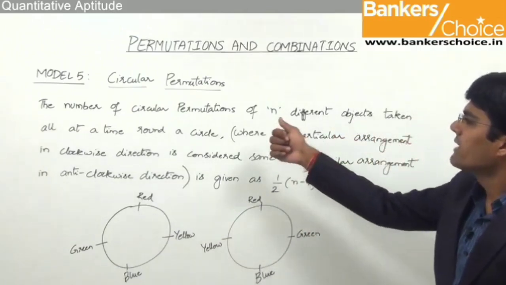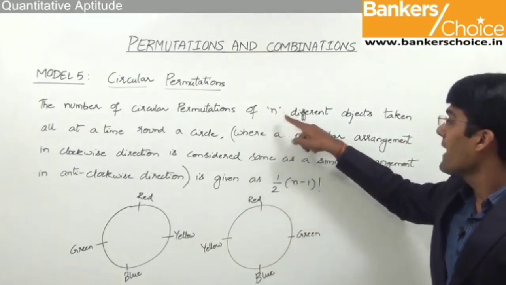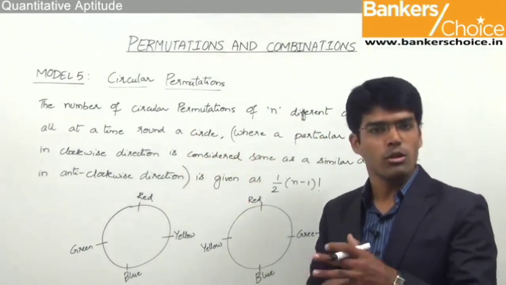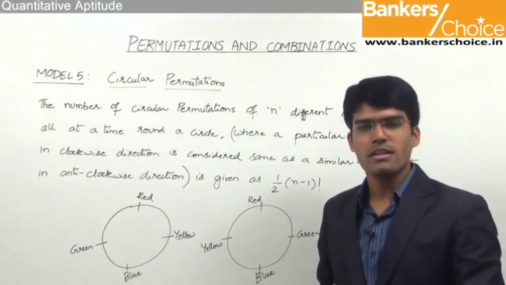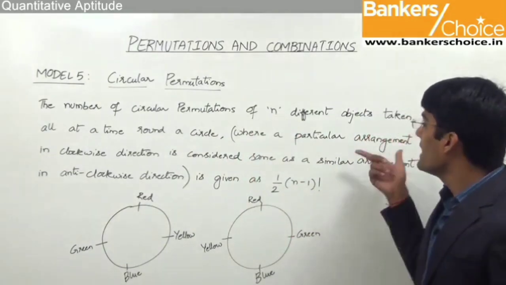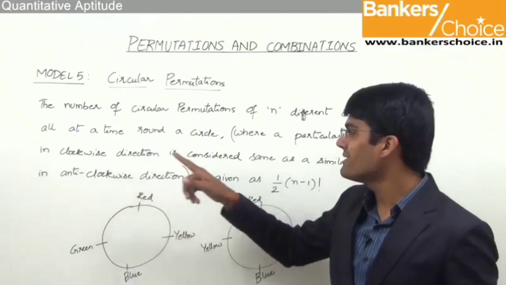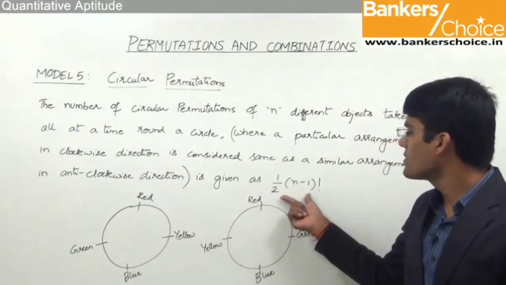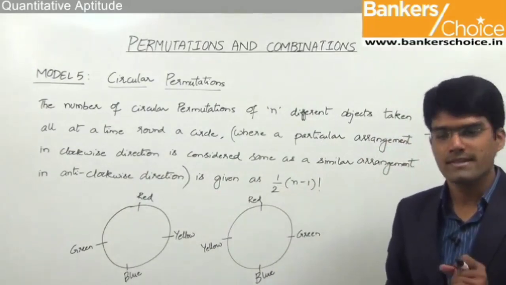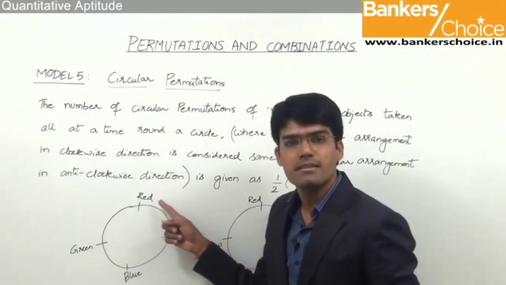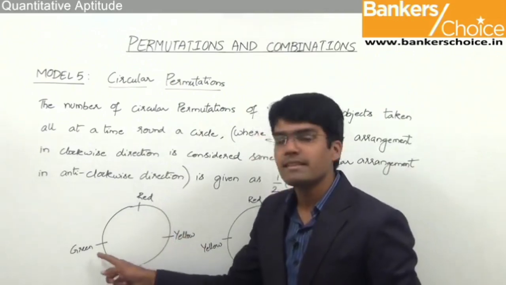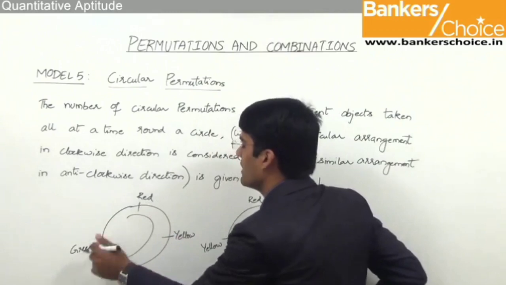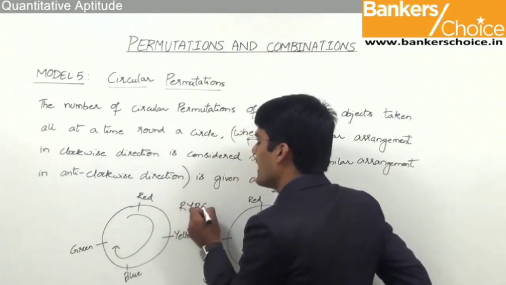Now, as given in the point, the number of circular permutations of n different objects. So here we have 4 different beads taken all at a time around a circle. So all the 4 beads are taken at a time and we have to arrange them around a circle. But keep in mind that a particular arrangement in clockwise direction is considered the same as a similar arrangement in anti-clockwise direction. Then the answer should be taken as half of n minus 1 factorial. For example, let's say that we have arranged the beads in this manner: red, yellow, blue and green. So in the clockwise direction, the arrangement is R, Y, B, G: red, yellow, blue and green.